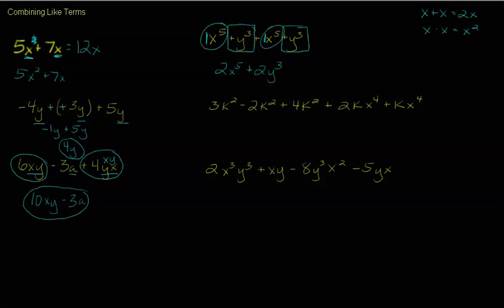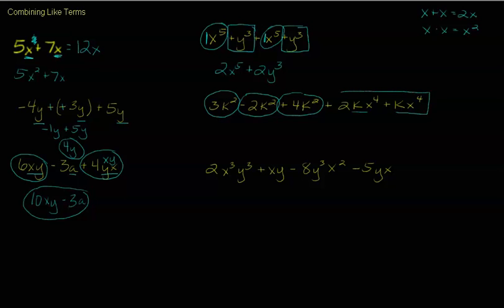So we have a 3k squared, so we need to look for k squareds. Well, here we have a minus 2k squared, and we have a plus 4k squared. But then we have a k, which is not a k squared, right? X to the fourth, right? So that doesn't go with that. Here we have a kx to the fourth. So these are the same, all right?